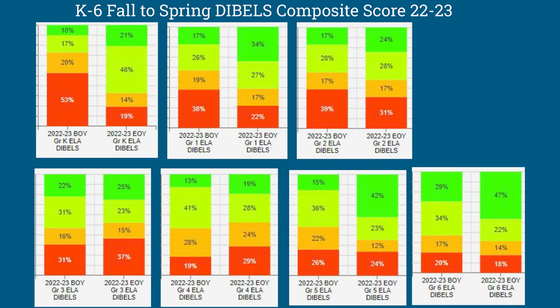This data is showing you each grade level from the beginning of the year to the end of the year. So always, as I always tell you guys, you want to see the green get bigger and the red get smaller. There is a little bit of concern with third grade. We had 42% were intensive for word reading fluency. That actually, the intensive area got bigger from the fall to the end of the year.